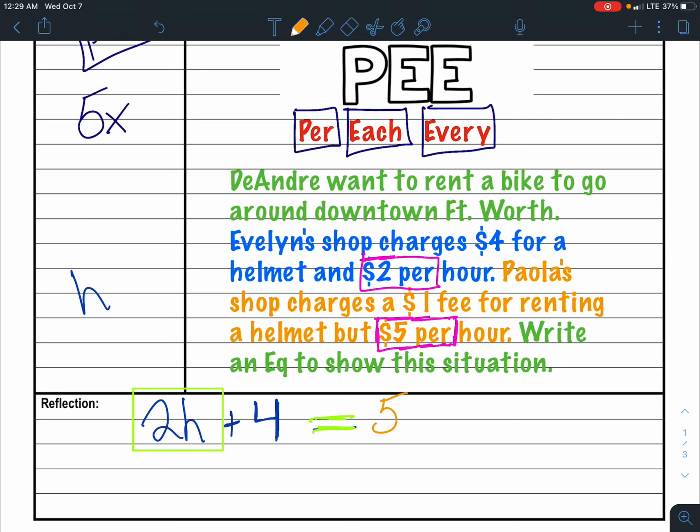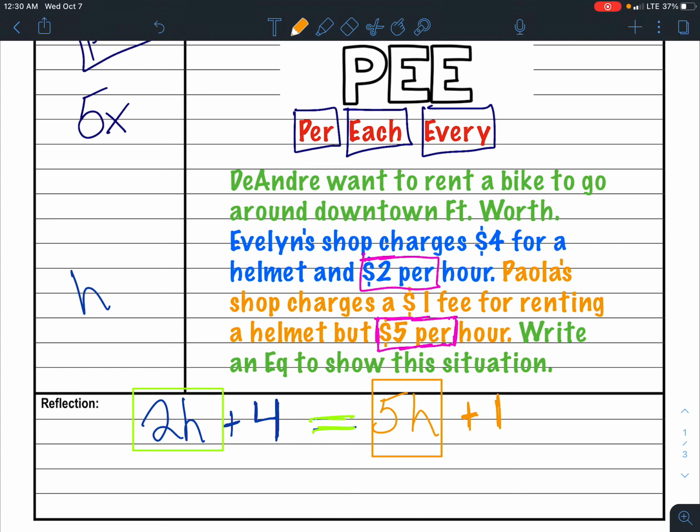So I'm going to do 5h because every hour if DeAndre goes to Paola's shop, every hour he's having to pay $5 more. Now, her helmet fee is a little bit cheaper than Evelyn's, right? So he only has to pay $1. And so I get 5h plus 1 is equal to 2h plus 4.